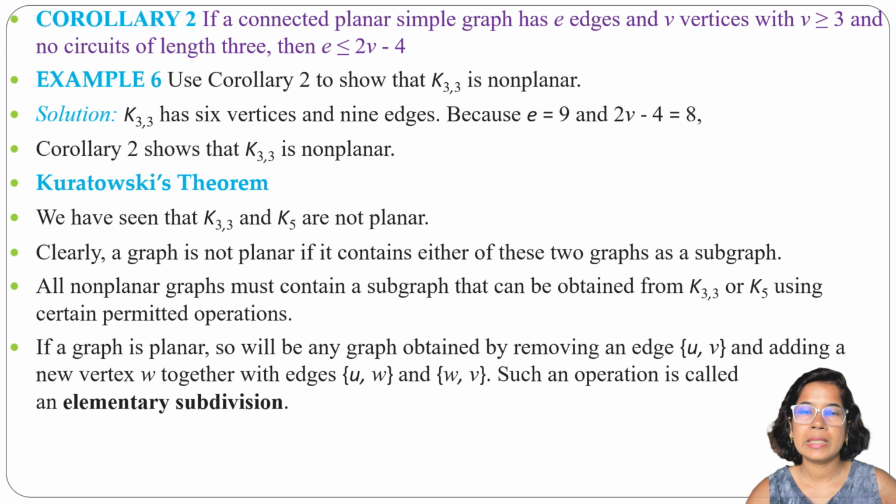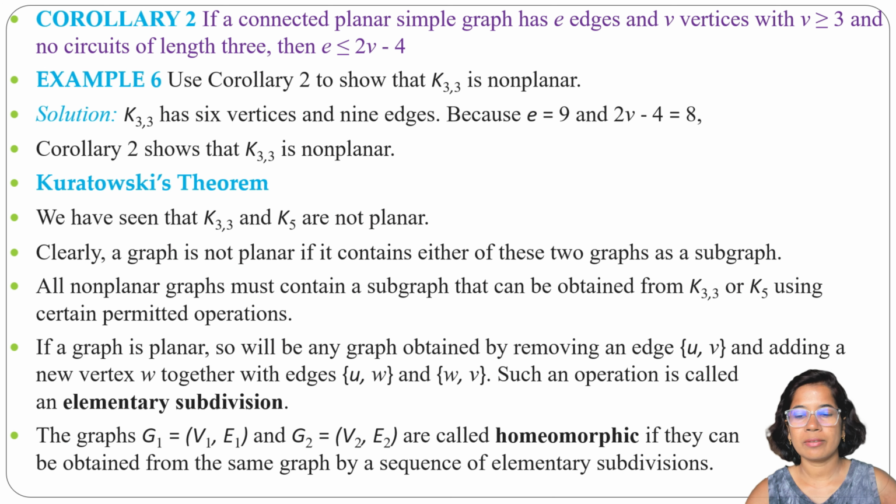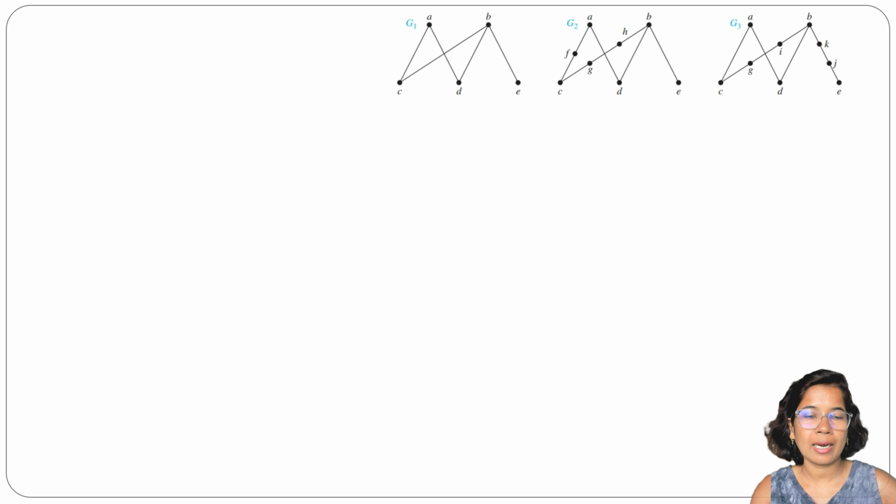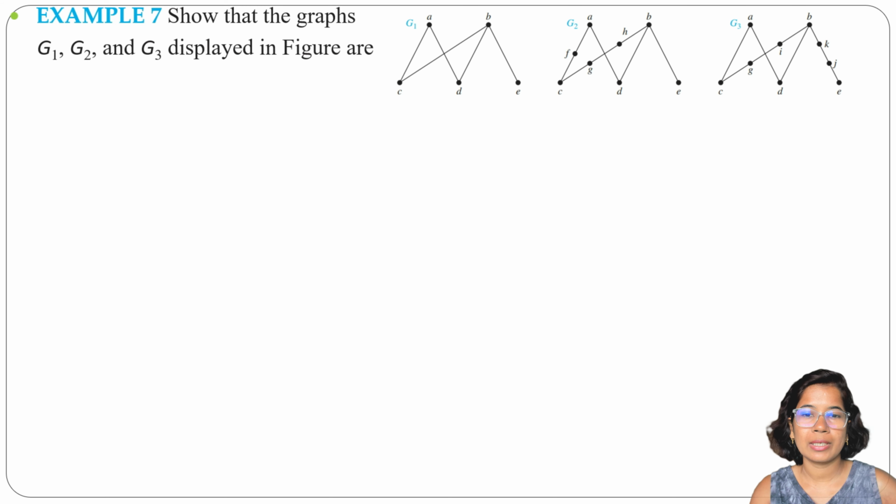If we have two graphs G1 and G2, G1 containing a set of vertices V1 and a set of edges E1, and G2 containing a set of vertices V2 and a set of edges E2, then both graphs G1 and G2 are called homeomorphic if they can be obtained from the same graph by a sequence of elementary subdivisions. Let's see one example of homeomorphic graphs. We have three graphs G1, G2, G3. Example 7: the graphs G1, G2, G3 displayed in the figure are all homeomorphic. By elementary subdivision we can obtain G2 and G3 from G1. We just need to check whether we can obtain them by elementary subdivision.